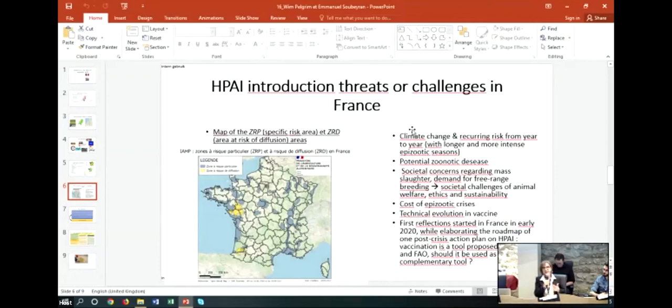And at the same time, as it has been said this morning, vaccine technology is evolving, and we are now able to make the difference between infected birds and vaccinated birds. That's why in this context, in 2020, our minister questioned the opportunity to use vaccination as a complementary tool, it being understood, of course, as it has been said this morning, that biosecurity and surveillance are the two most important tools to prevent highly pathogenic avian influenza.